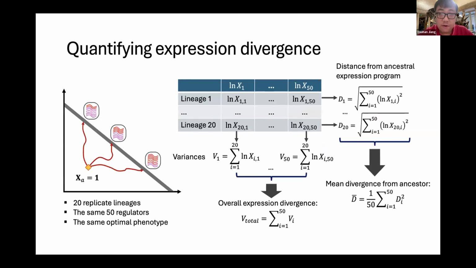To confirm this intuition, I performed simulations where 50 regulatory genes were available and up to 50 traits could be under selection. I let multiple independent lineages evolve and then looked at the total expression variance among these lineages as a way to quantify predictability of the expression evolution. I also looked at the distance from the ancestral state to quantify the amount of expression evolution they had.